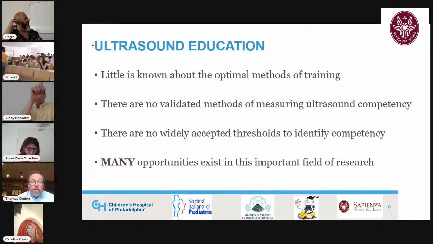When we think about ultrasound education, we need to recognize that very little is known about the optimal methods of training individuals. We're still in the early years of understanding ultrasound and where it's best utilized in our clinical settings. We need to recognize that there are no validated methods of measuring competency and no widely accepted thresholds to identify that competency once it's been developed. There are many opportunities that exist in ultrasound education research.